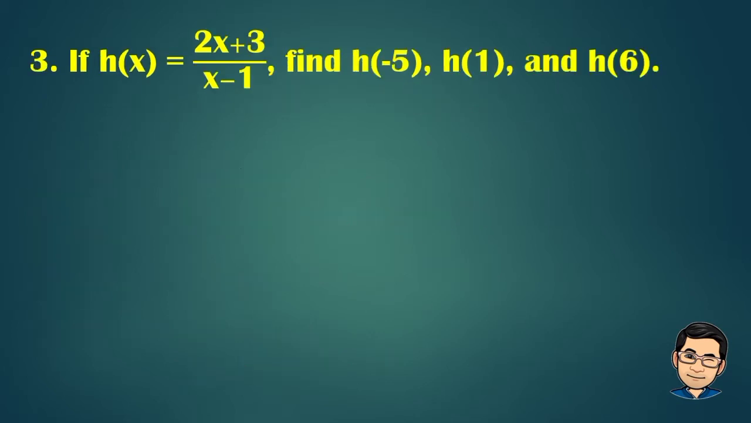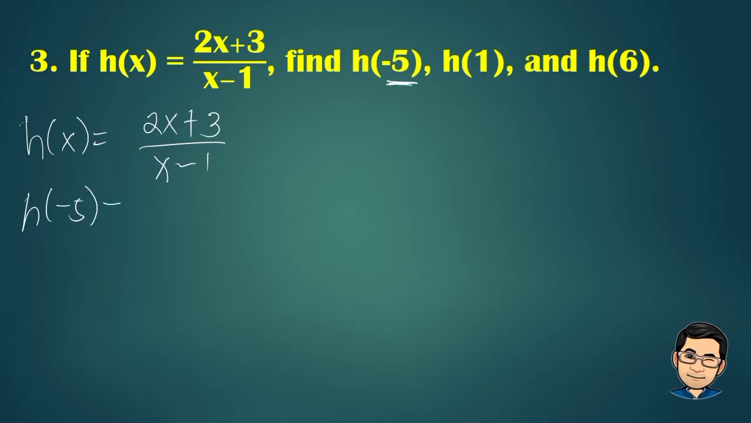Okay, let's have the third example. If h of x is equal to 2x plus 3 all over x minus 1, find h of negative 5, h of 1, and h of 6. So, una muna, h of x is equal to 2x plus 3 over x minus 1. So, ito munang negative 5. So, h of negative 5 is equal to 2 times negative 5 plus 3 over negative 5 minus 1.